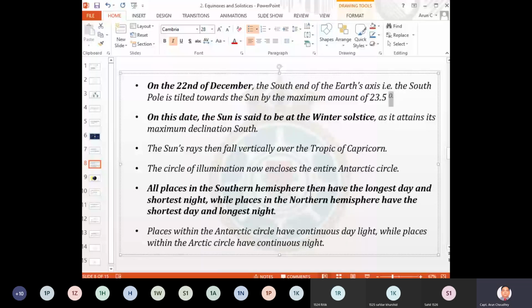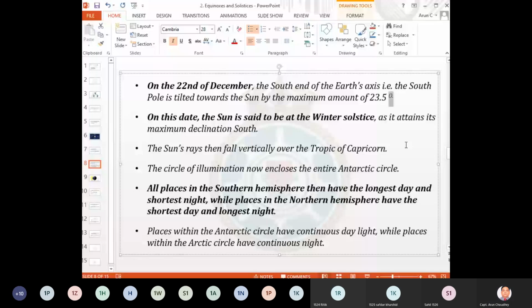Okay, so on this date, the sun is said to be at the winter solstice as it attains its maximum declination south. The sun's rays then fall vertically over the Tropic of Capricorn, which is 23.5 degrees south. The circle of illumination now encloses the entire Antarctic Circle. All places in the southern hemisphere then have the longest day and the shortest night.